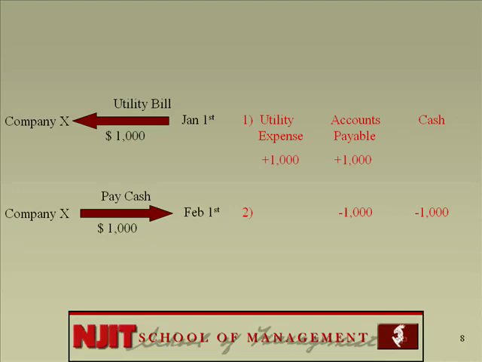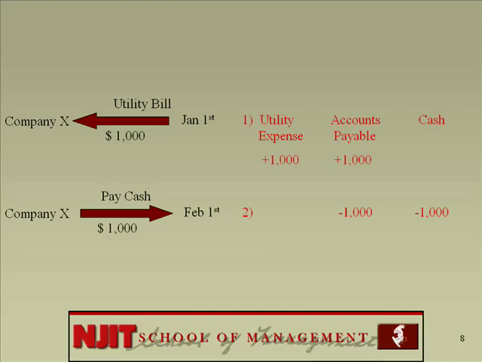So, what's the double entry impact? On January 1st, we just said an expense is created because you received the bill. So, utility expense goes up, and what's on the other side? Accounts payable, because you owe money to a supplier. So, accounts payable will increase. So, here's the double entry. Expense plus 1,000, accounts payable plus 1,000.